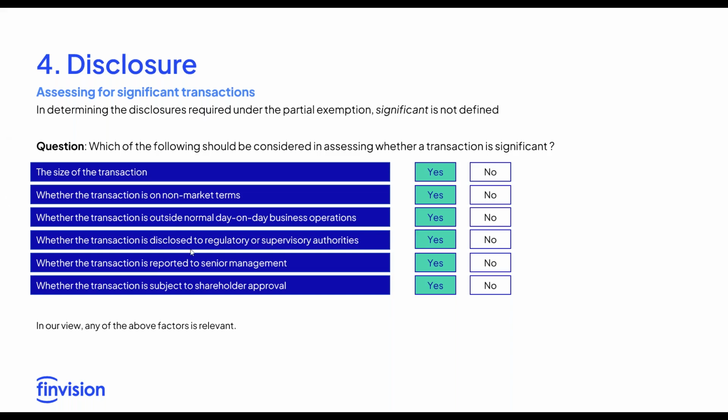Is it disclosed to regulatory or supervisory authorities? When it's reported to senior management, it's not because it's reported that it's automatically significant, but given it is reported, it could be a factor to consider. Why is it reported, and shouldn't it then be considered significant? And whether or not the transaction, next to board approval, is also subject to shareholder approval. So you see the list of matters to consider, although not defined, can be quite extensive.